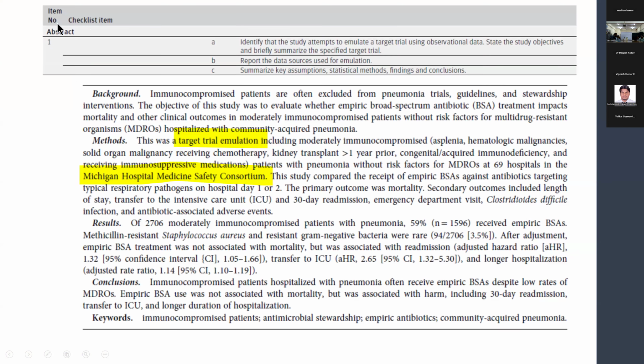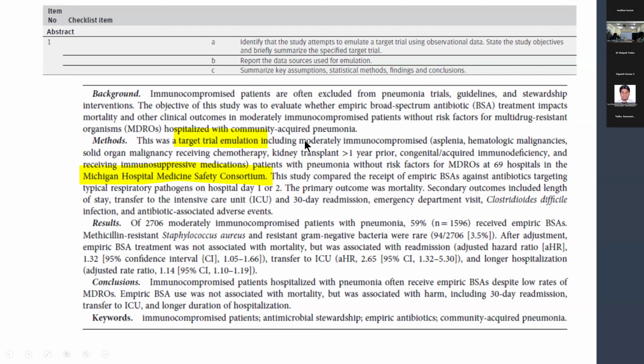Now, the first part of the checklist is about the abstract, mainly to make sure they identify that they have done an emulated target trial, what the sources are and the key assumptions. So this is actually the abstract which they have written. It's given very concisely and very well. They have stated that this is actually a target trial emulation. They have told where they have taken the data from, and they have summarized the results, conclusions, and methods very well.